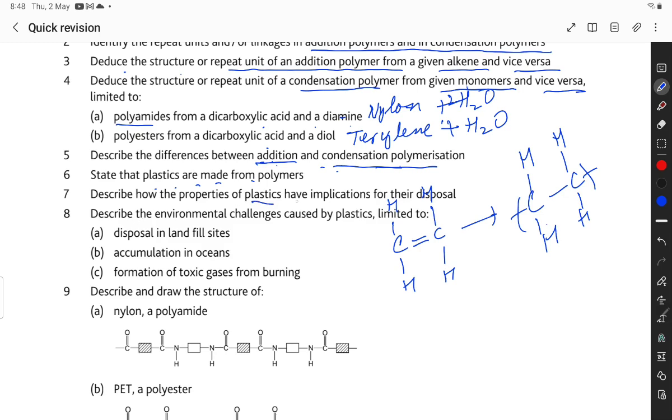Describe how the properties of plastics have implication for their disposal. Describe environmental challenges caused by plastic, limited to the disposal in landfill sites. These are very important. You just learn these using these words: disposal in landfill sites, accumulation in oceans, formation of toxic gases from burning.